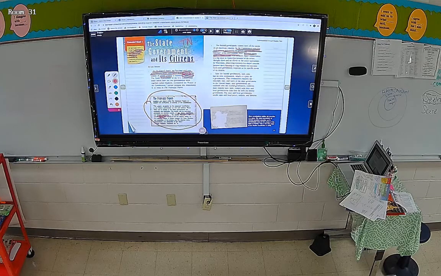Okay, that tells me the state government's more like the federal government. Does that tell me what the state government does? So what does the state government do? Good. Yes, right here. Okay, what does the state government do? That tells me the citizens do. I want to know what is the job of the state.